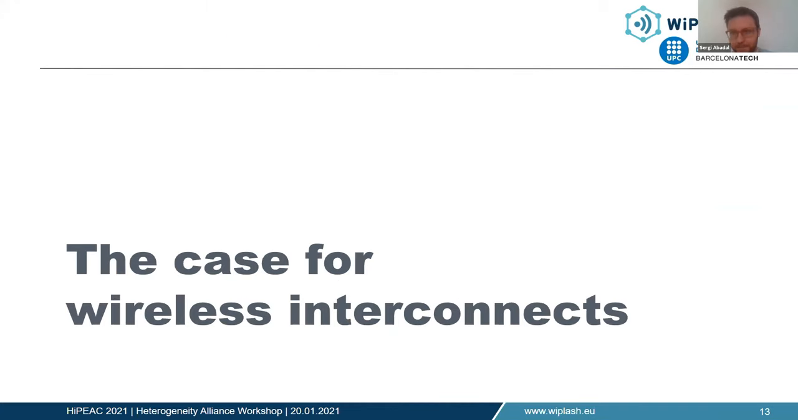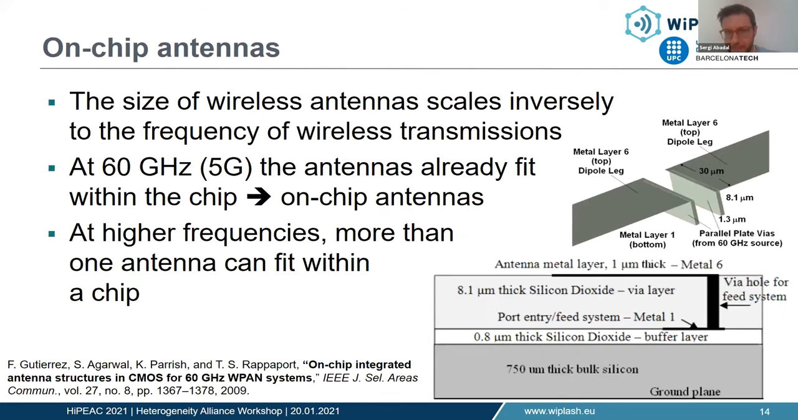I don't know if I'm being a bit quick, but let me just go quickly on why wireless, and which are the fundamentals that allow us to say, okay, wireless is possible in these small spaces. Basically, if you know a little bit of wireless communications, the size of an antenna, which is what you need to communicate wirelessly, scales inversely proportional to the frequency of the transmission.